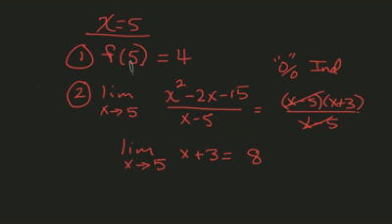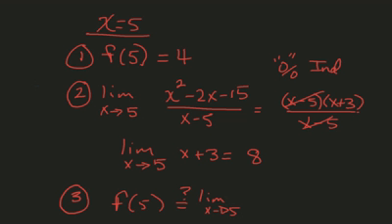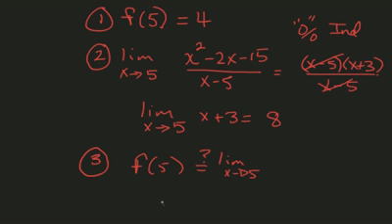So step 1 and 2 did work, so we can actually do a step 3. Only if both of those work can you do that. So step 3 says f of 5 has to equal the limit as x approaches 5. And I just showed you that that's not true, right? We have f of 5 is equal to 4, and the limit is equal to 8. Do not equal.